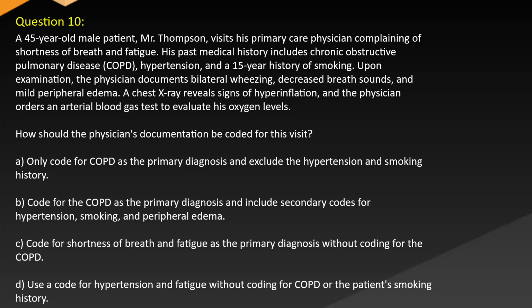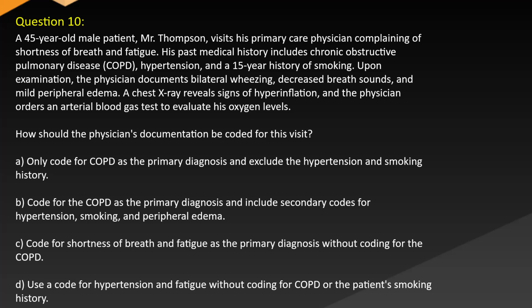His past medical history includes chronic obstructive pulmonary disease, COPD, hypertension, and a 15-year history of smoking. Upon examination, the physician documents bilateral wheezing, decreased breath sounds, and mild peripheral edema. A chest X-ray reveals signs of hyperinflation, and the physician orders an arterial blood gas test to evaluate his oxygen levels. How should the physician's documentation be coded for this visit?